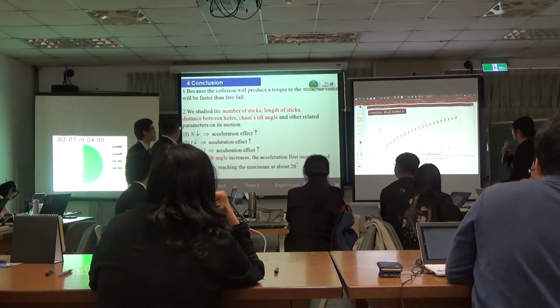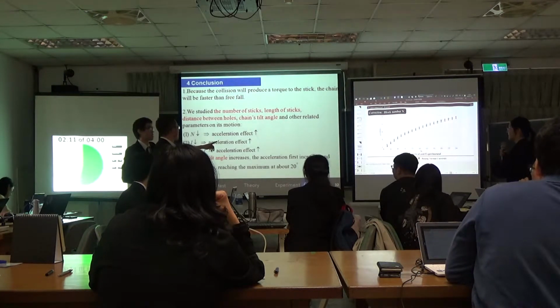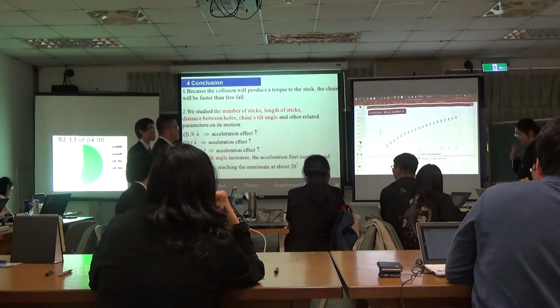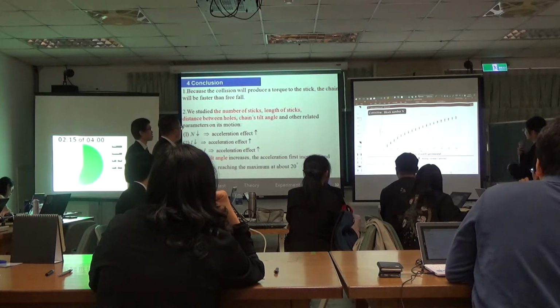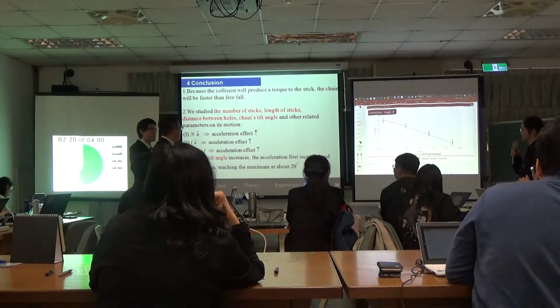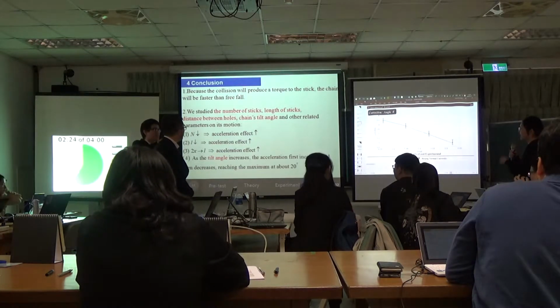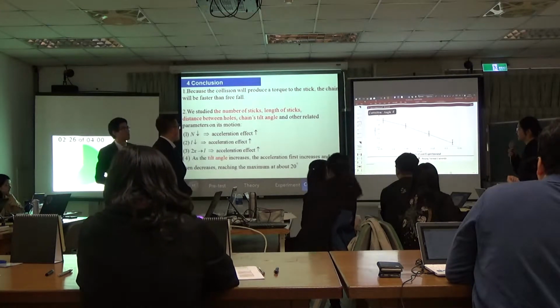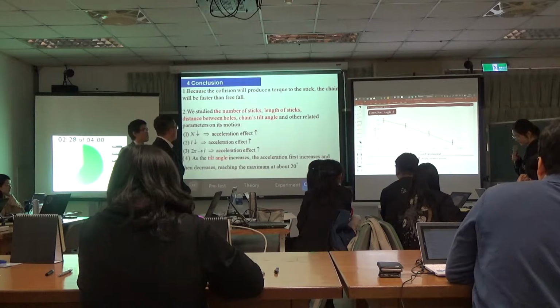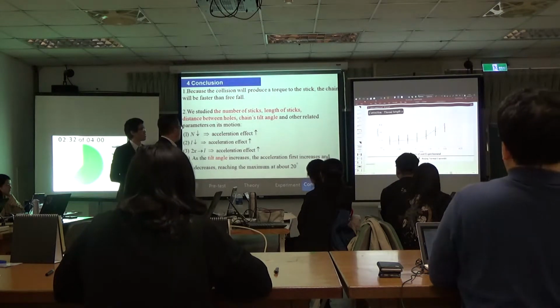About block number n, you mean how to change the parameters? You change the number of n, right? Do you change the distance between blocks? That's the first parameter, block number n. When you increase the number of blocks, do you change the distance between each block? No, I just changed the block number n, and then we change the angle theta.